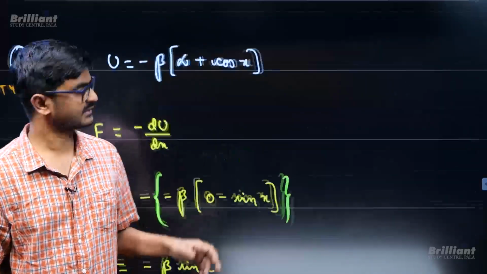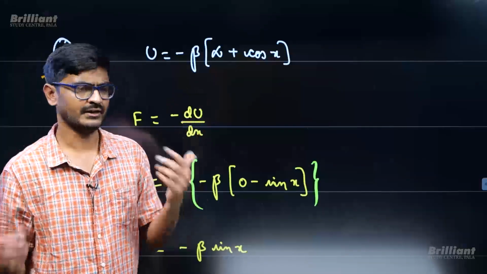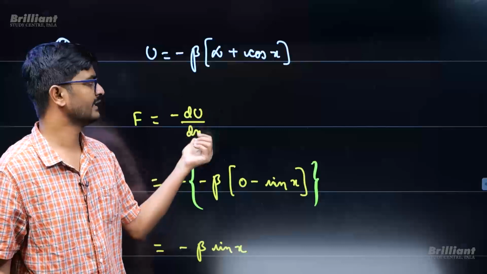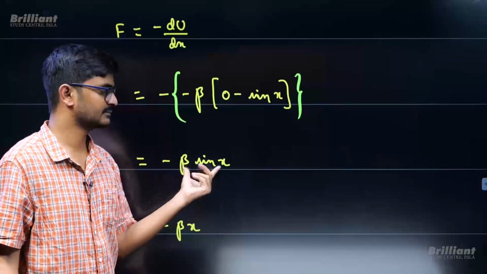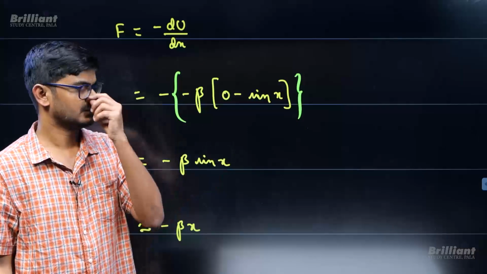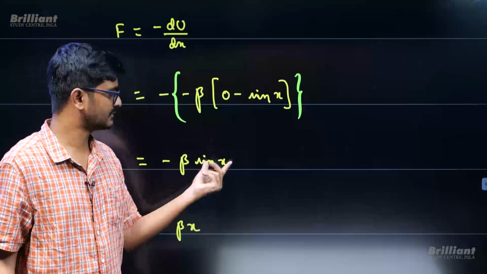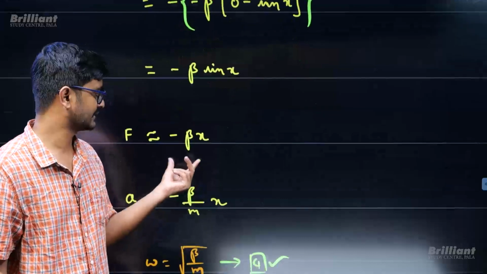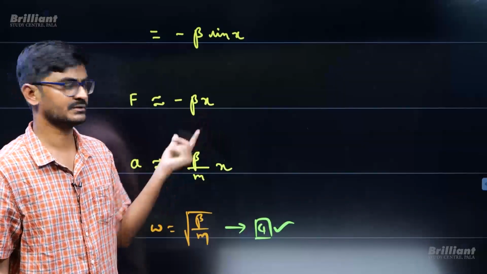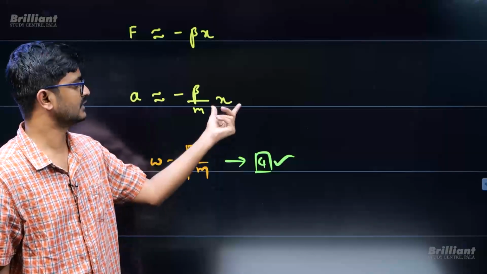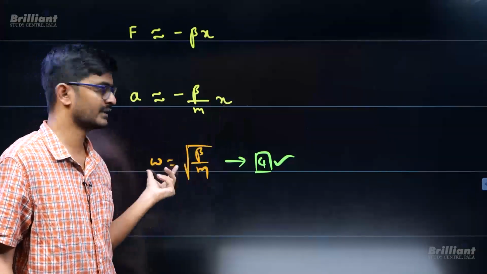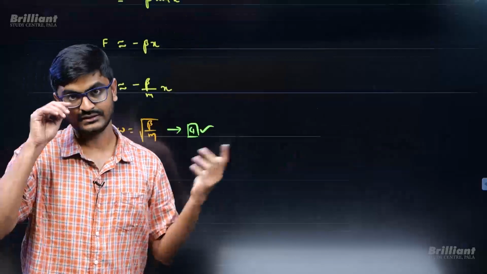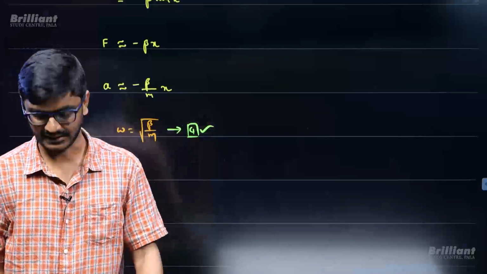So potential energy function is given. So you need to find force. You will be differentiating, minus dU by dx will give you the force. But you will be ending up with minus beta sin x. So this won't be SHM, but for small displacement sin x is almost equal to x. Now you can see force is proportional to displacement. So you can find acceleration is proportional to displacement. So this is like a equals minus omega square x. They are asking what is omega, right? So everything you have to convert it to a equals minus omega square x form.